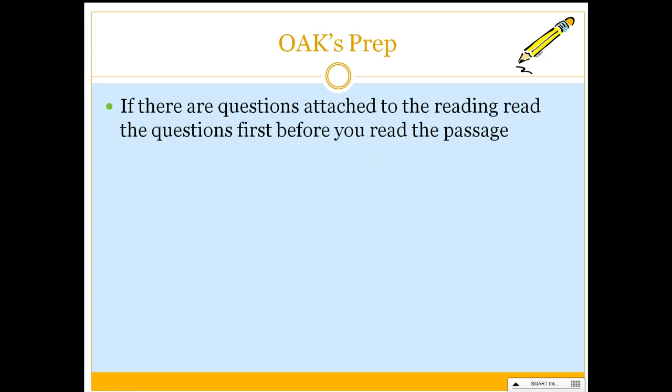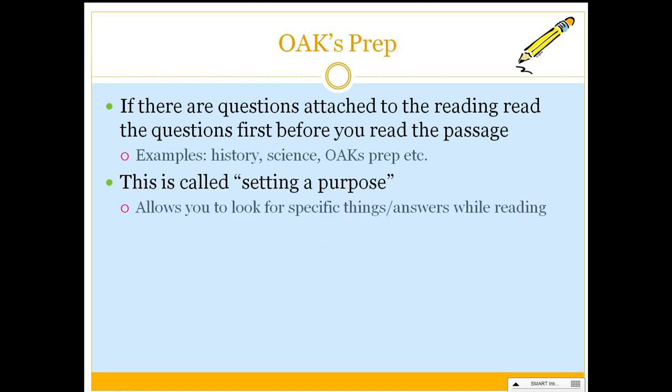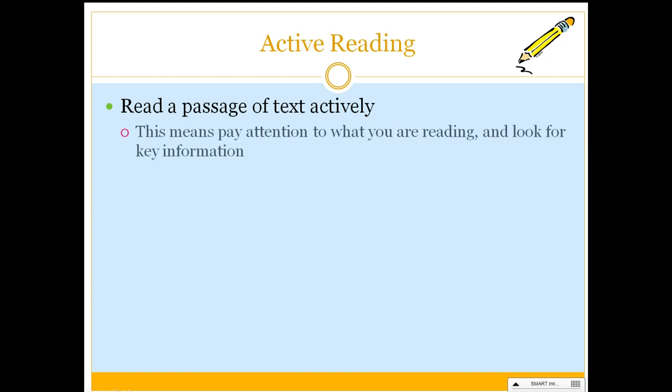Okay, so in an Oaks prep situation or when we're taking the Oaks, if there are questions attached to the reading passage, read the questions first before you start reading the passage. So this could happen also in your history and science classes. If your history teacher asks you to read a section in the Zinn book, if there's questions attached, I don't really know if there are questions, but if there are, go and look at those questions first so you can kind of guess or zero in on what the passage is actually going to be about. This is called setting a purpose, or knowing what you're going to read or look for, specific things or the answers while you are actually reading.